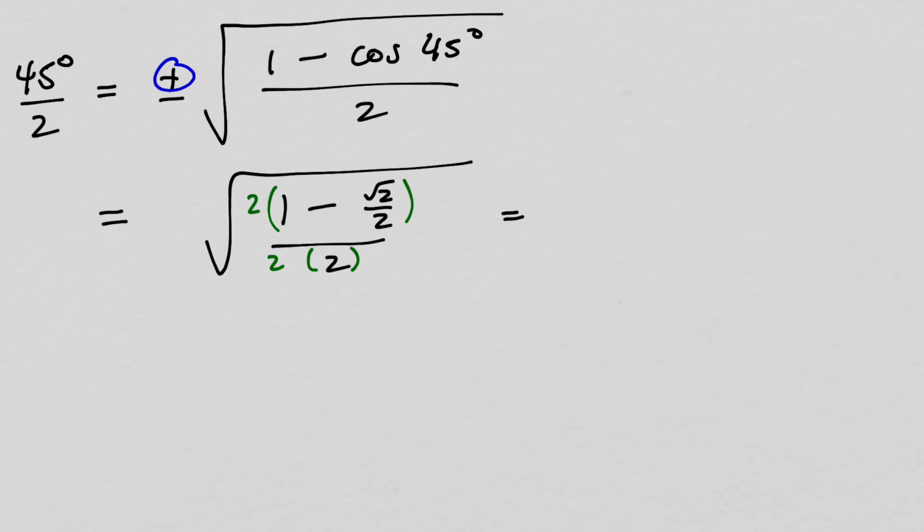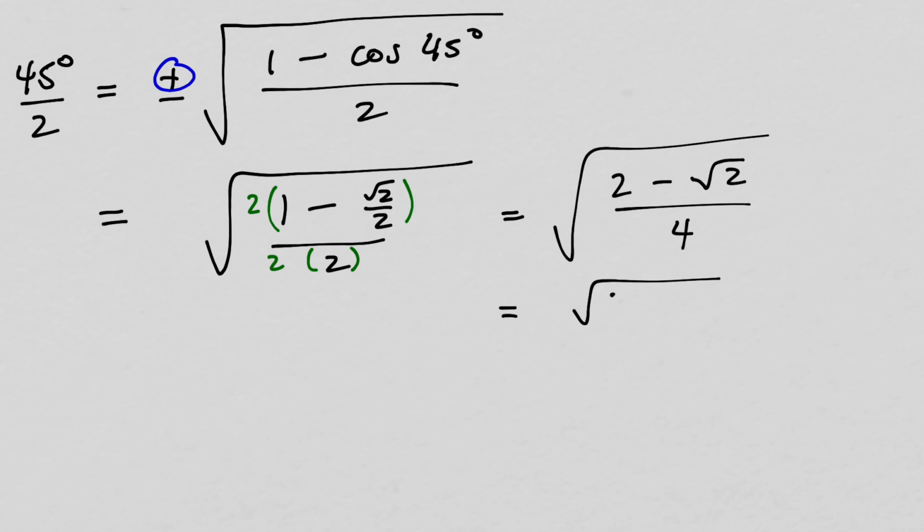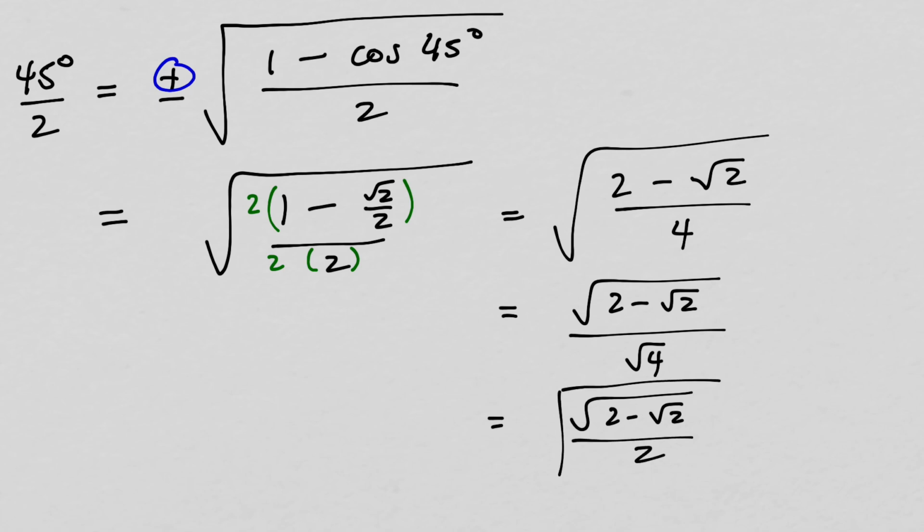So that's going to give us a square root. We're going to have 2 times 1, which is 2, minus 2 times radical 2 over 2, which is radical 2, over 2 times 2, which is 4. And that will be the square root of 2 minus radical 2, divided by the square root of 4, which is the square root of 2 minus radical 2 over 2, which is an interesting answer.